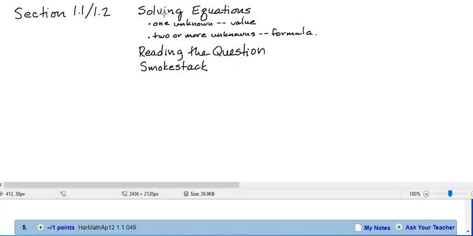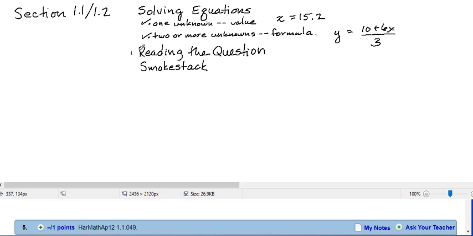So here's where we're at. We talked about solving equations with one unknown, and you get a value for your answer, a number. If there are two or more unknowns, you get a formula for your answer, like y is 10 plus 6x over 3, that kind of solving. And then reading the question, that R% is a big deal. That's going to come up from time to time throughout the course. And whether you're talking about average cost, those kinds of things.